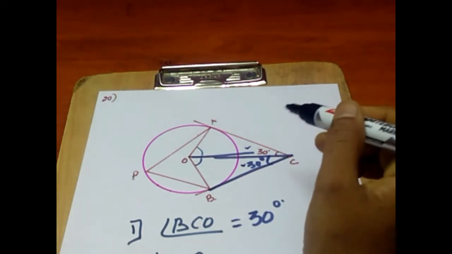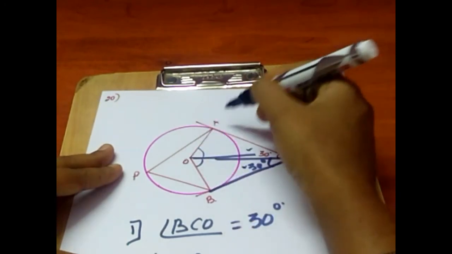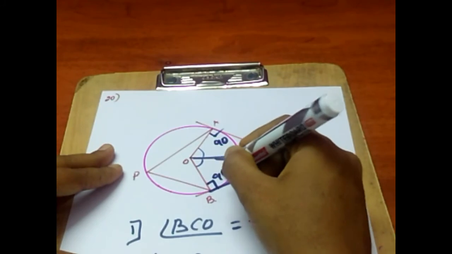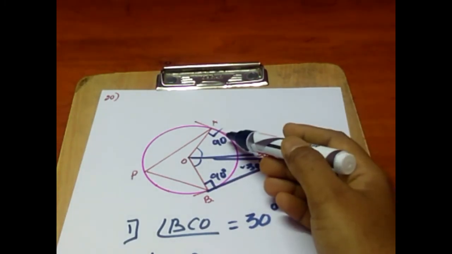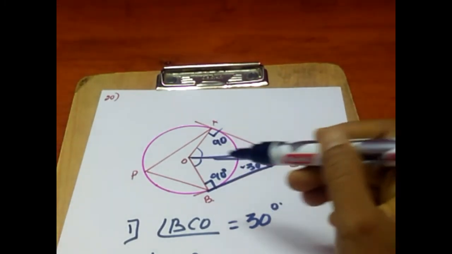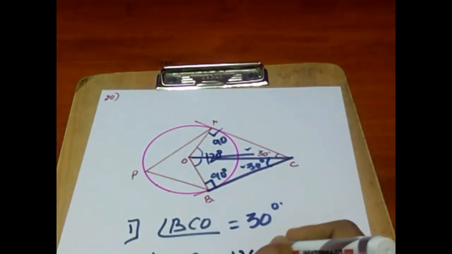The next one is angle AOB. So how to find angle AOB? Simple. OA is perpendicular to AC, 90 degrees. OB is perpendicular to BC, 90 degrees. Angle between tangent and the radius. So if you consider BCAO as a quadrilateral, this is 90, this is 90, that is 180, and the measure of this angle is 60. Hence the measure of angle AOB will be equal to 120 degrees. This is point number 2.